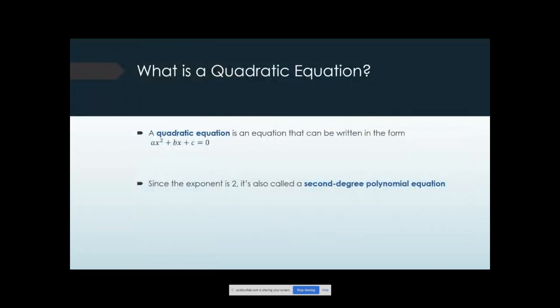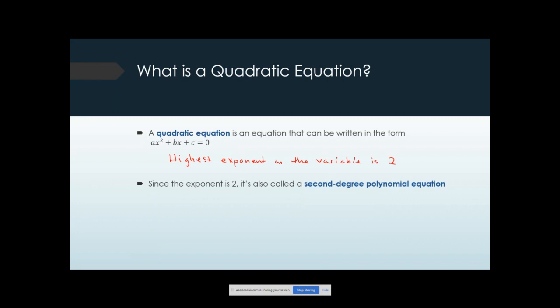So what is a quadratic equation? A quadratic equation is an equation that can be written in the form ax squared plus bx plus c equals 0. The key here is that it doesn't have to be exactly in that form. The key is that the highest exponent on the variable is 2. And that's what makes it quadratic.